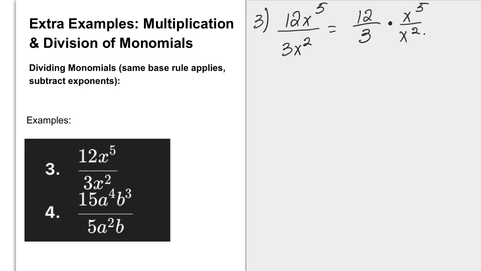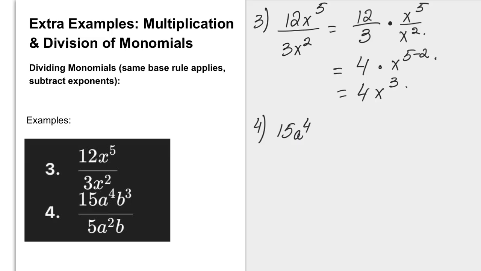It first says divide monomials. Okay, 12 divided by 3 equals 4. And then we're going to subtract the exponents. I'm going to show that. And here we are: 4x to the 3rd power. See how when we separate, everything becomes easy. Okay, let's do the fourth.